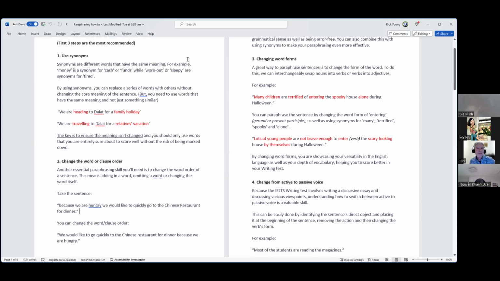Okay, so Ming Nok. Yes. What are the three ways I can paraphrase a sentence? The first way is using synonyms. The second is change the order of the word and phrase. And the third way is change the word form.